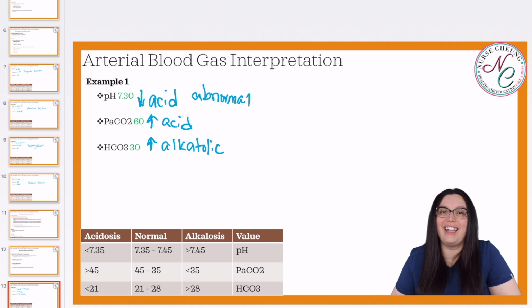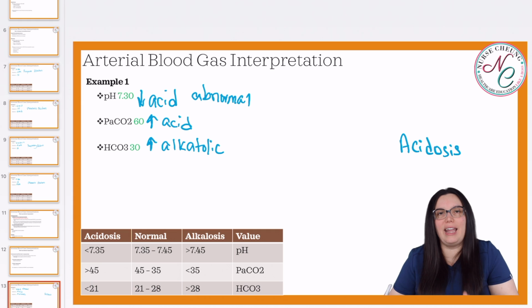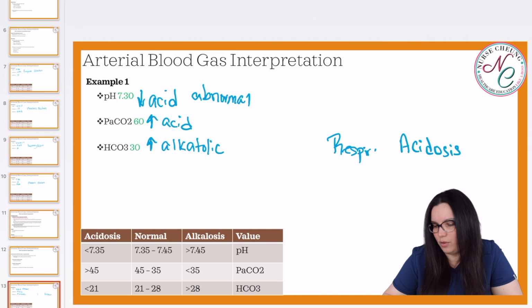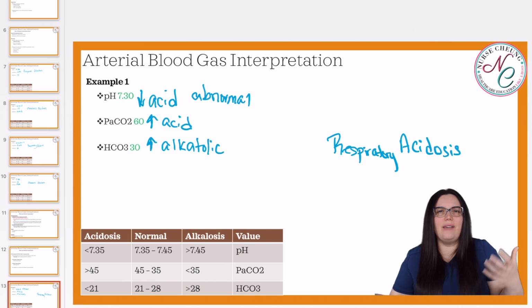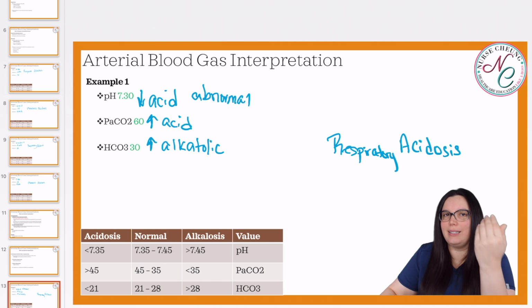So we know that our pH is an acid. So we've got an acidosis taking place inside of our body. Well, what other acid do we see? Well, we know that our bicarb is alkalotic, so we don't think it's that. So it's going to be a respiratory issue, right? Because our respiratory is agreeing with our pH. So we have a respiratory acidosis taking place, but we need to take it a step further.